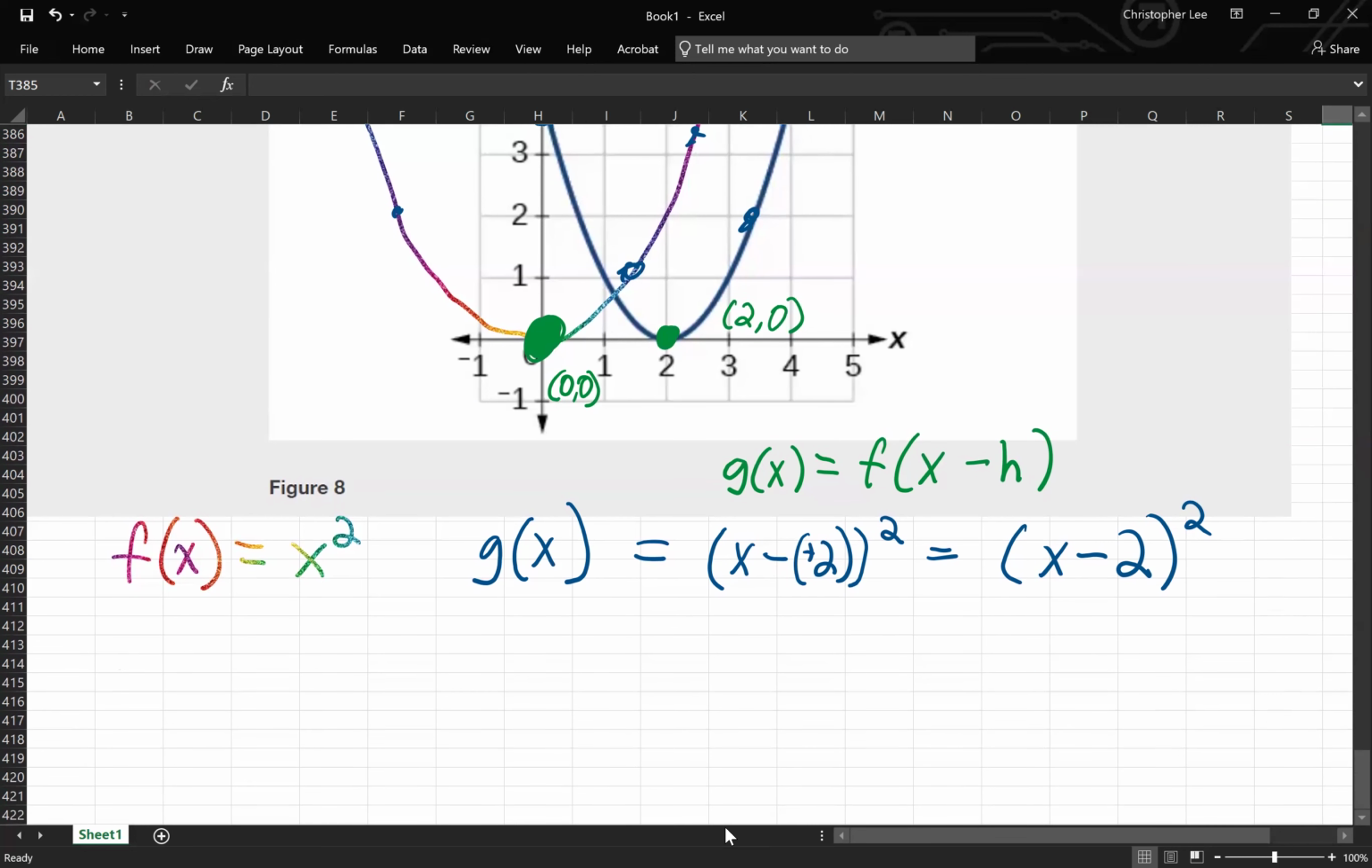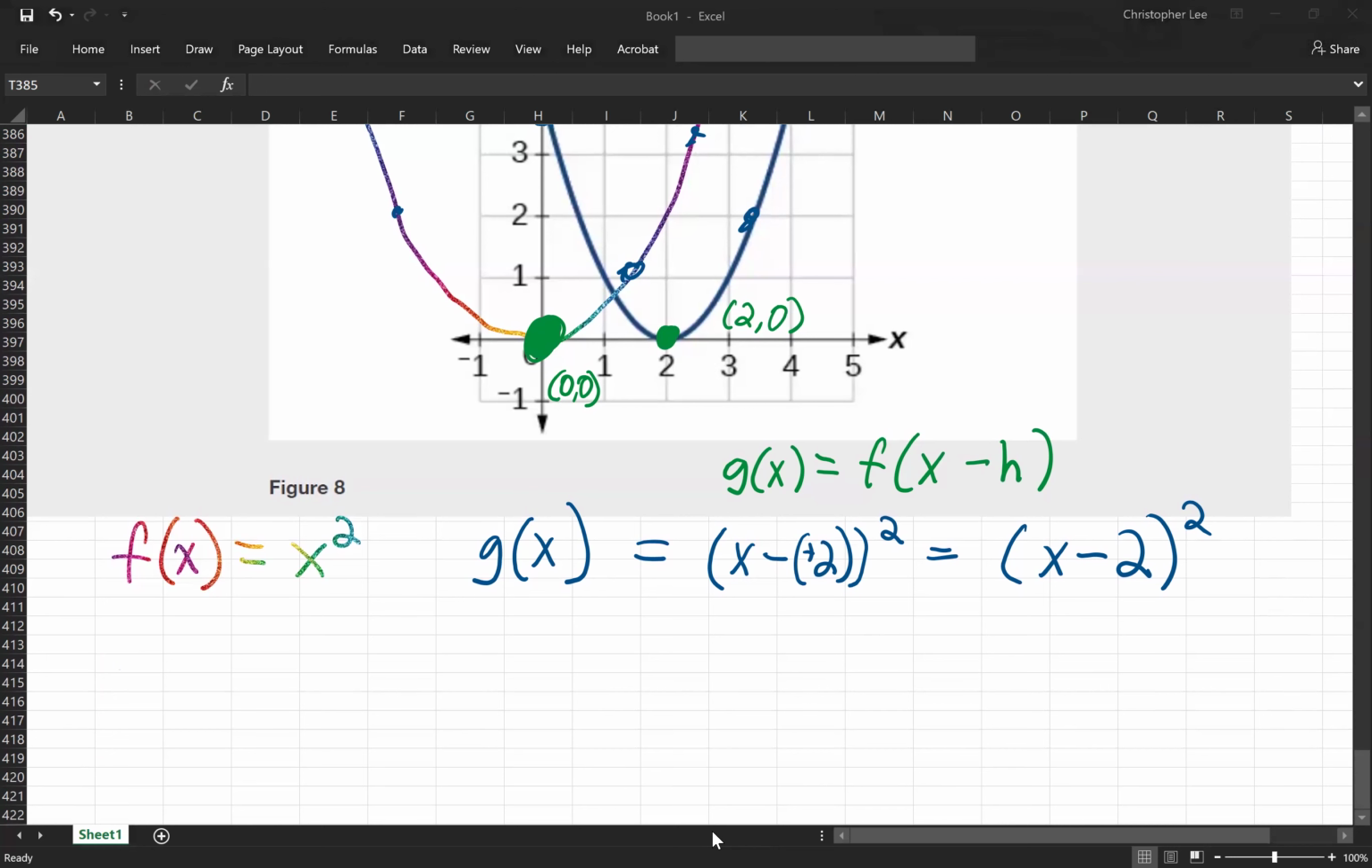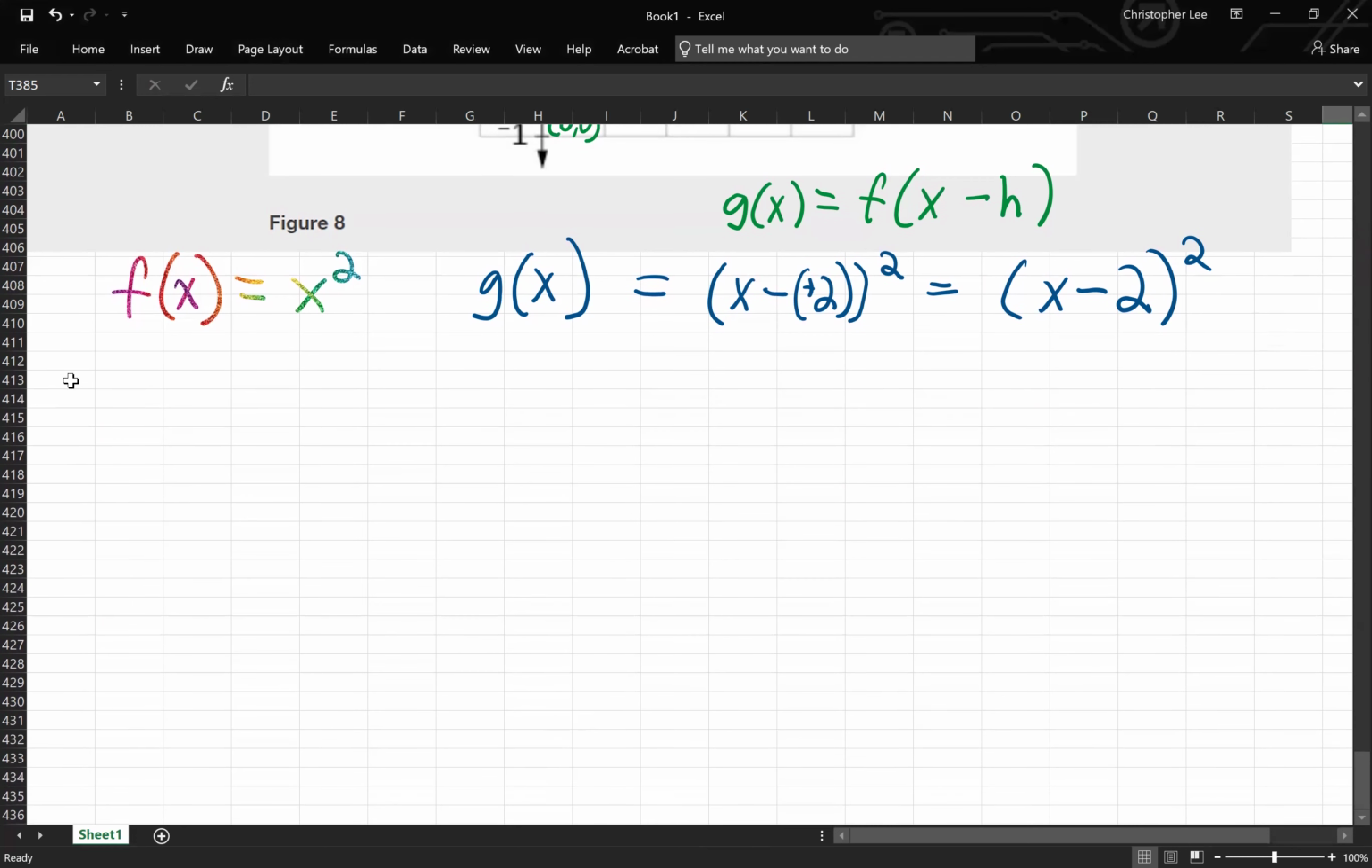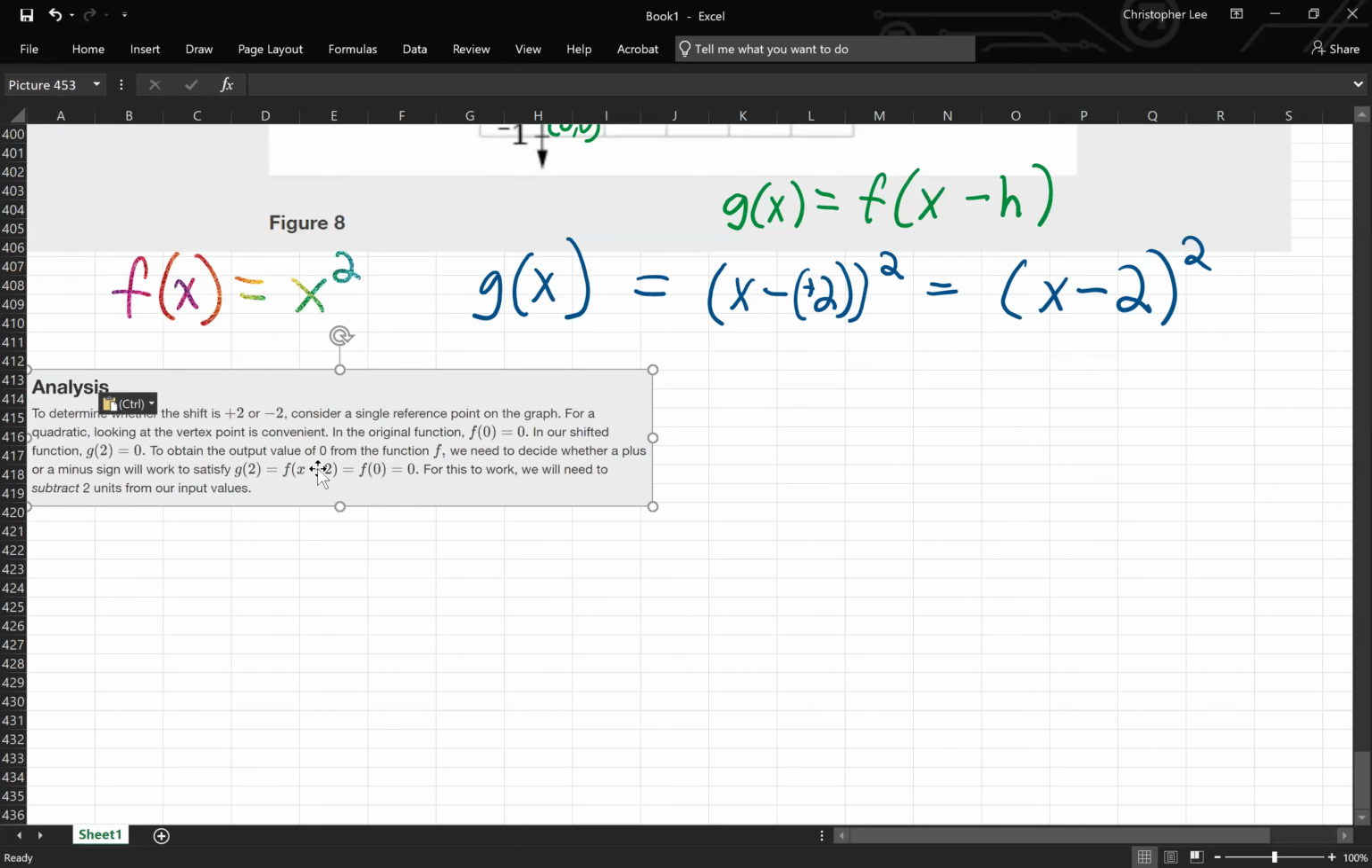That's horizontal shifts. You will see more of them in your homework. Let me just make a special note real quick before we move on.